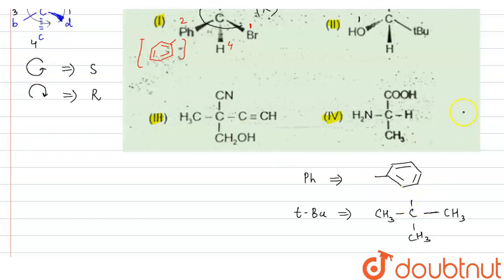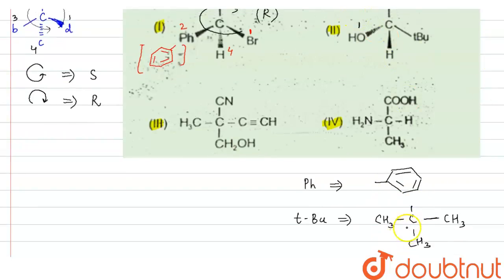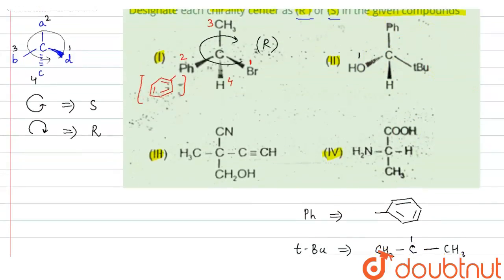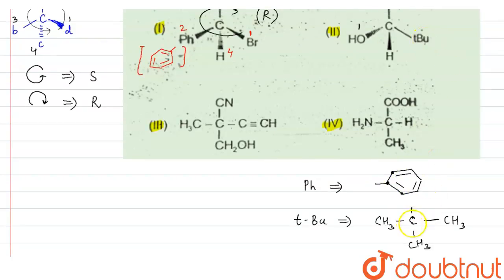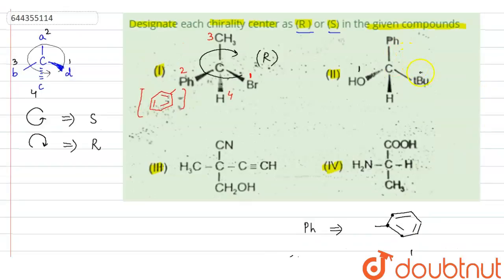So basically from here carbon is attached, right? So as you can see, in phenyl, carbon is attached to this carbon atom, and this carbon is attached to 2 more carbon atoms. In tertiary-butyl, carbon is attached to this carbon atom, and this is further attached to 3 carbon atoms. So priority will be given to tertiary-butyl. So second priority will be given to tertiary-butyl, then phenyl, then hydrogen.